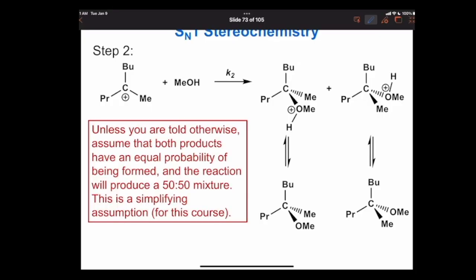So just in general, what you can assume, if you do an SN1 reaction, you will end up with a 50-50 mixture of products. There's some nuance to this, but do not worry about it for now. You will get a 1-to-1 mixture of products. Don't worry about distribution of these two. Okay?